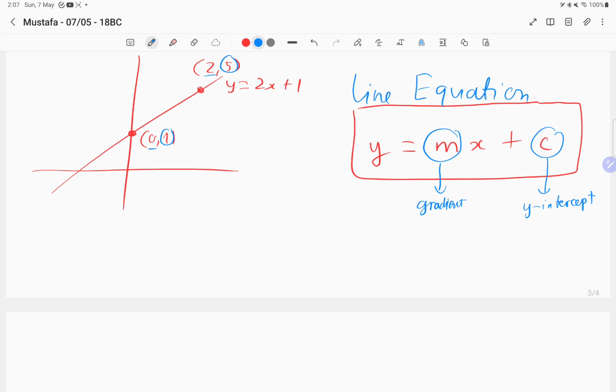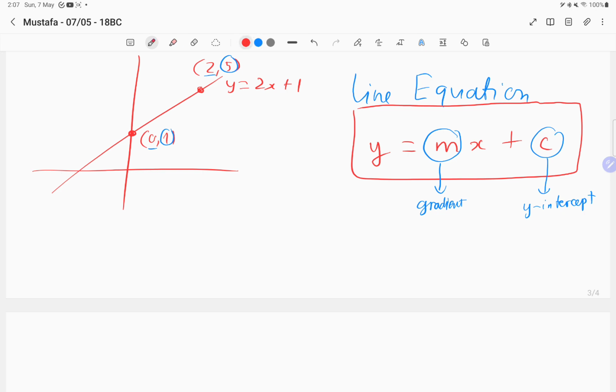Is m the gradient? What is c for? c is the y-intercept. What does it stand for? Constant. It actually stands for constant term. You will learn that later when you start learning quadratic equations. But basically, a constant term is a term that doesn't have the main variable x in it. So c stands for constant.